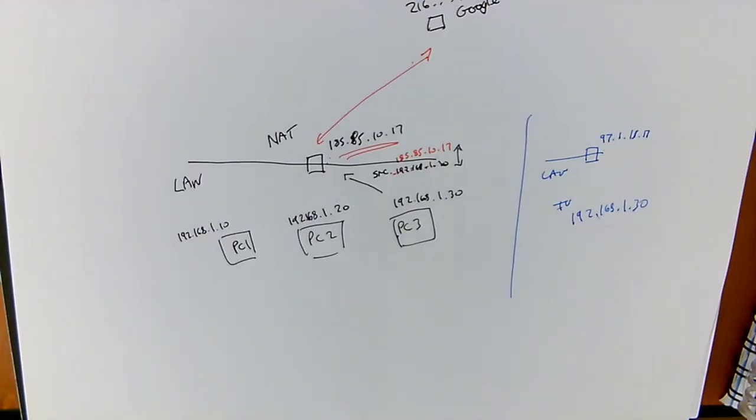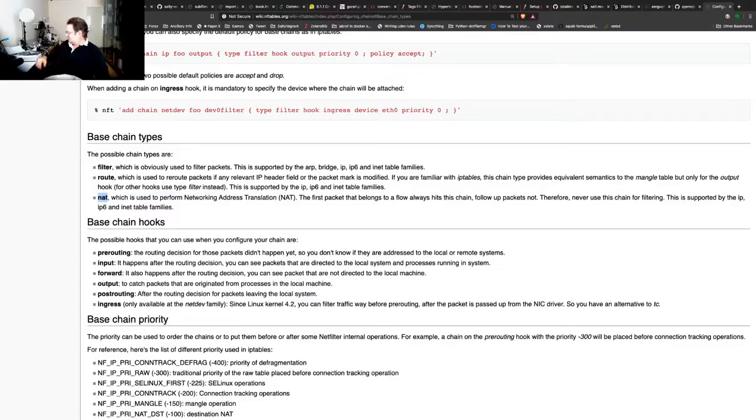Okay, so with that very brief divergence, which is probably more than we need to know about NAT at the moment, because we're not going to be doing any NATing at the moment. We're just looking at protecting our internal server. So, firewall. So that's the three types of table. So there's the filter, the route, and the NAT table.